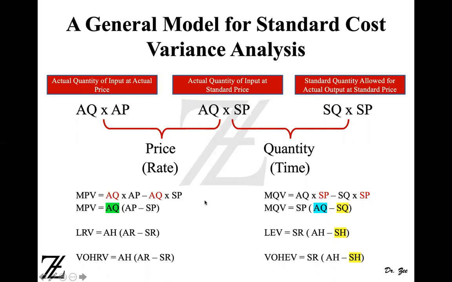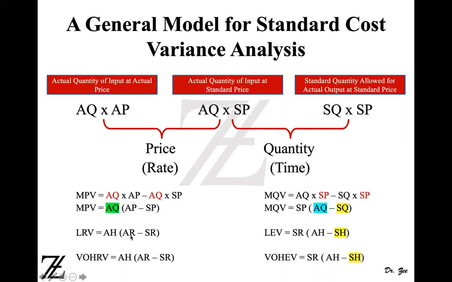Okay, so this is how you derive those formulas. The other formulas are driven from these two formulas, MPV and MQV. So if you remember MPV and MQV, you will have no problem remembering LRV and variable overhead rate variance. You can see here I just replaced quantity with hours, because the labor quantity, or labor efficiency, is measured in hours, right? So I replaced it with hours here, and the labor is paid on rate.